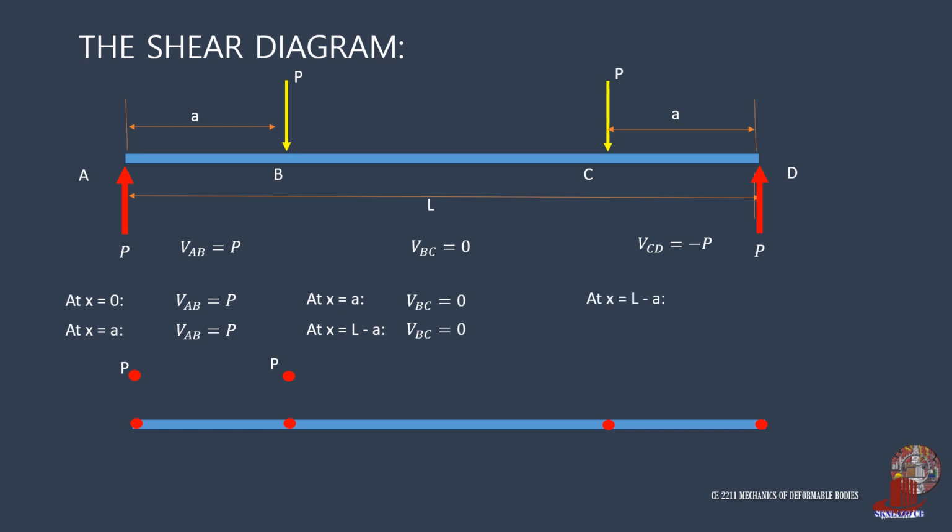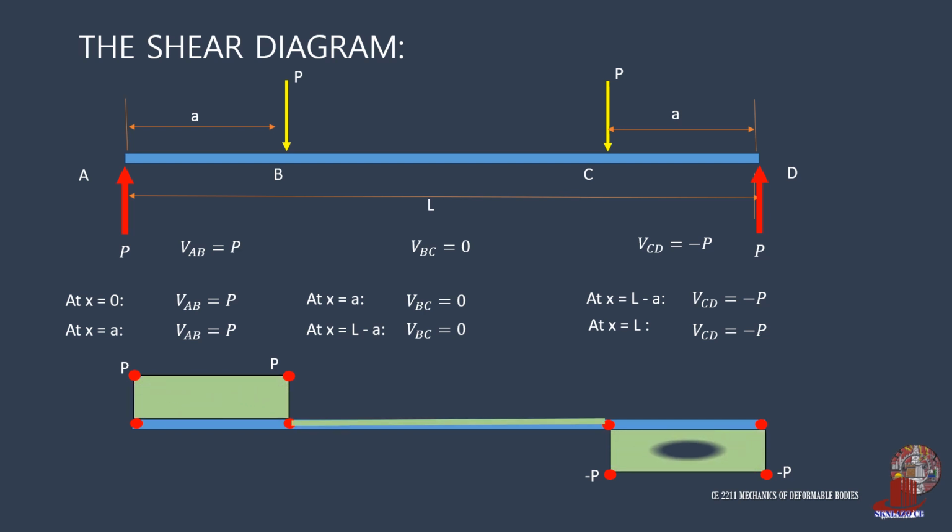For the third span, start with X as L minus A and get VCD of negative P. Then, when X is the whole length L, VCD is still negative P. The shear diagram zeroes out after the reaction at point D is applied. Connect the points and get the shear diagram.